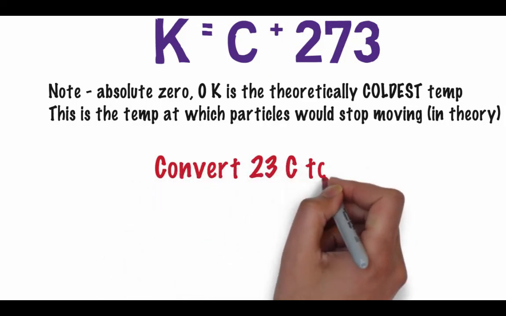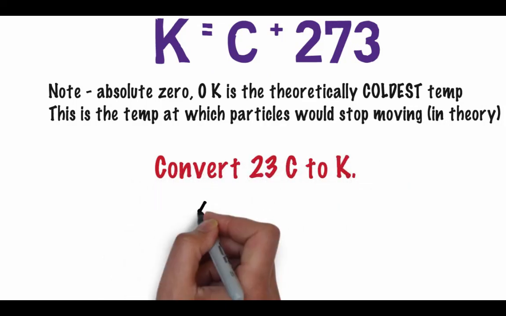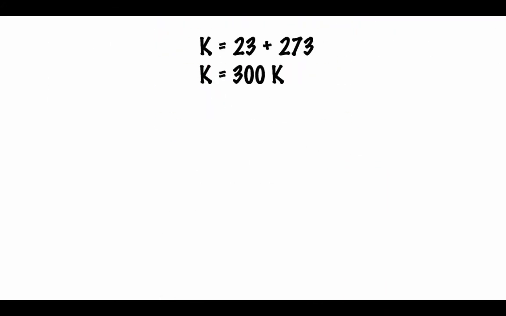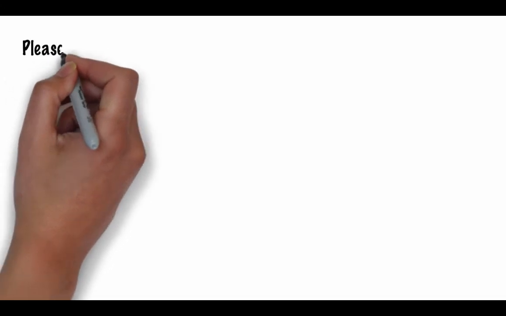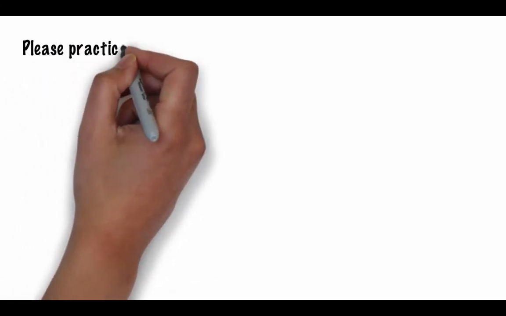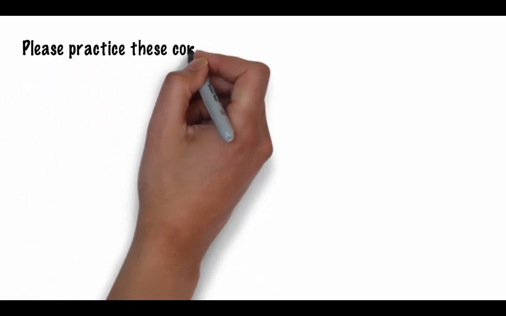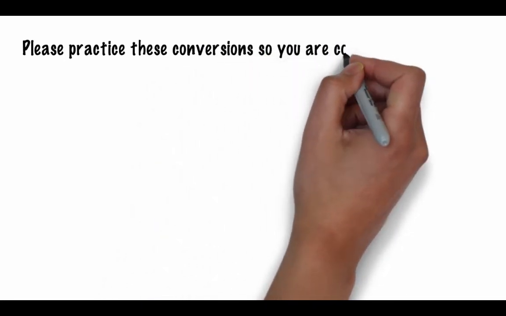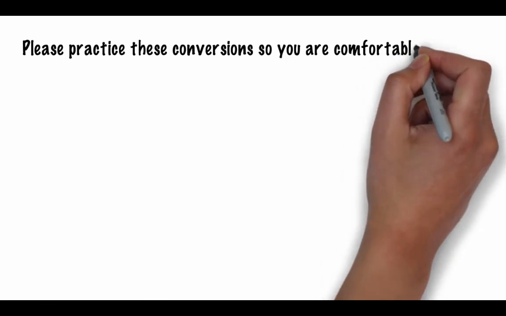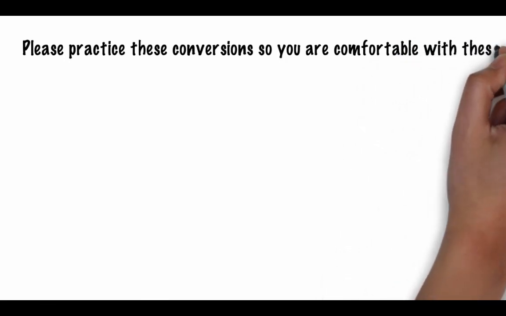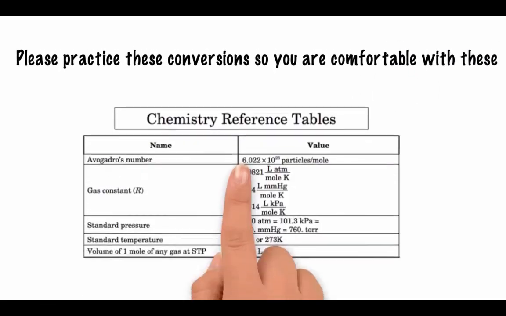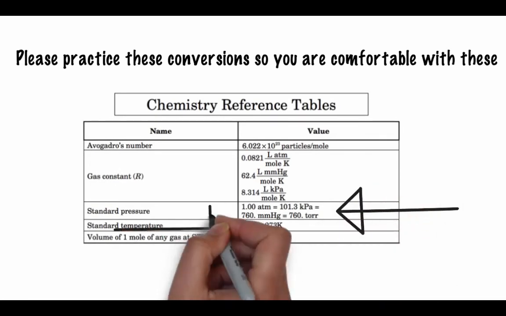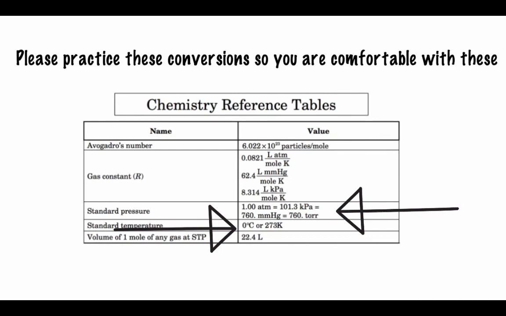So here's an example. Convert 23 degrees Celsius to Kelvin. All we do is add 23 to 273, getting 300 Kelvin. Please practice these conversions of both pressure and temperature so that when we do a little more math using these values, you'll be comfortable. And remember, you can get these on your reference table. Notice that here is where we get our pressure conversion factors, and using the part on temperature, you can see the relationship about Kelvin.